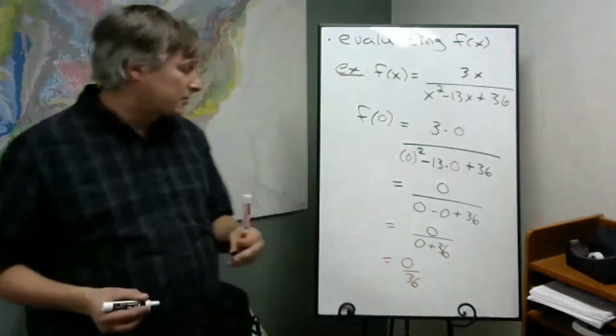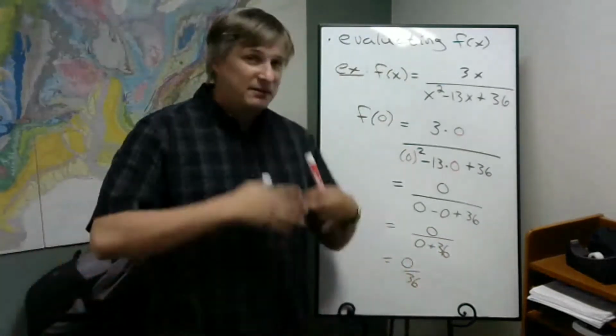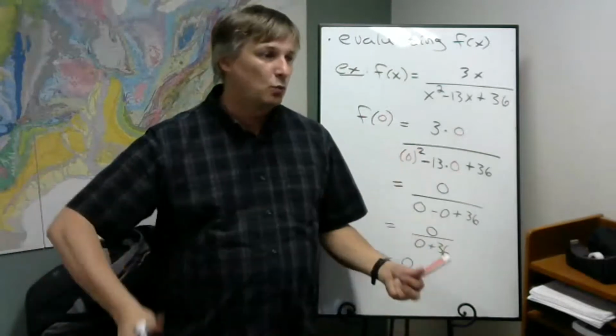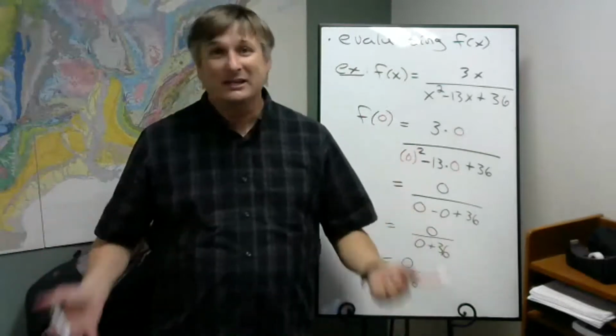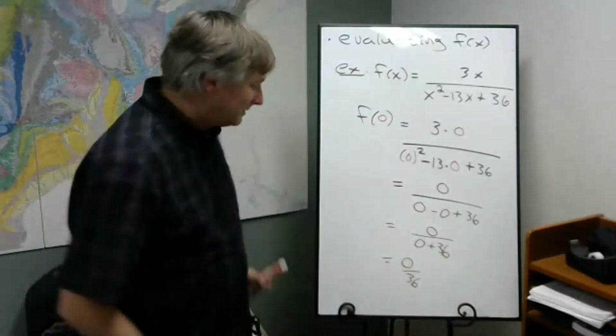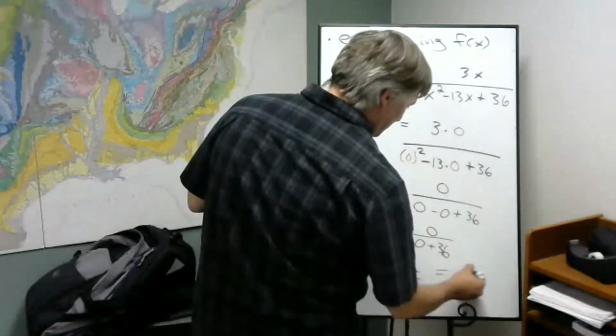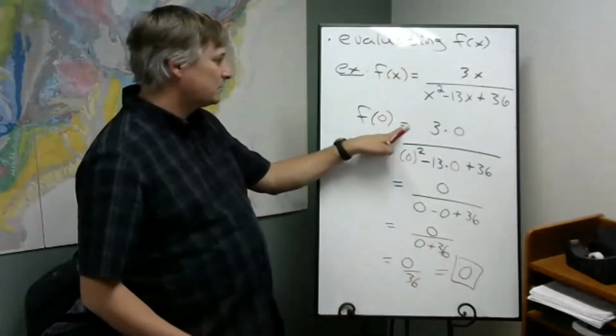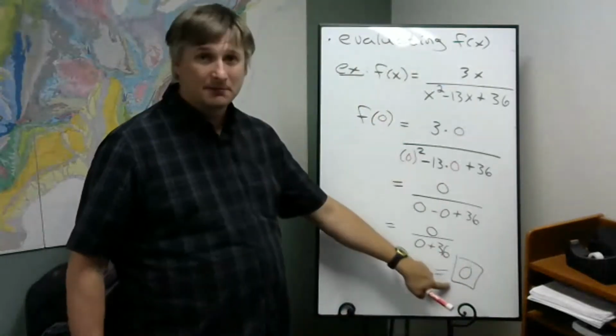So we just get 0 over 36. Now, if I have nothing and I divide it amongst my 36 friends, what do my 36 friends each get? Well, nothing. I didn't give anything to them. So that means the answer, f of 0 equals 0.